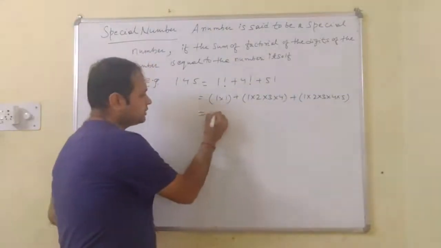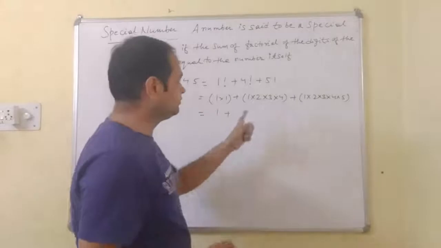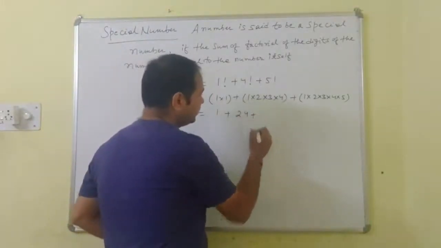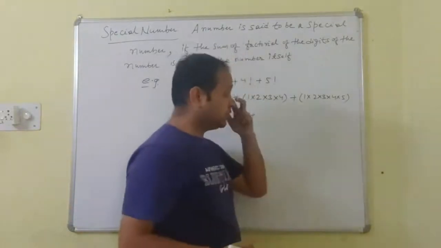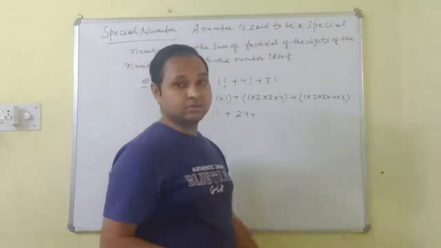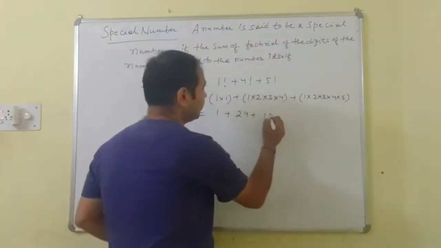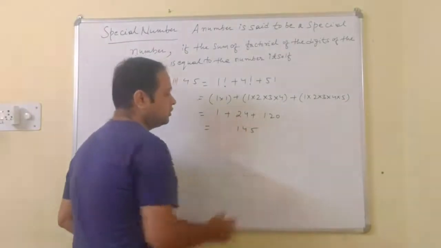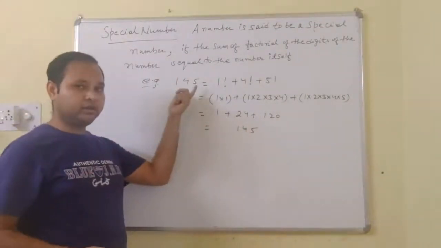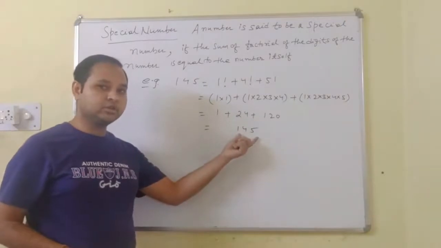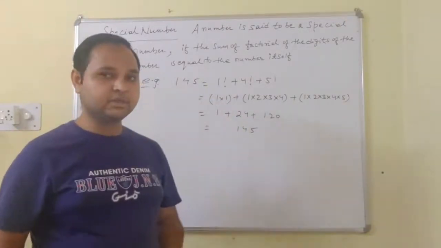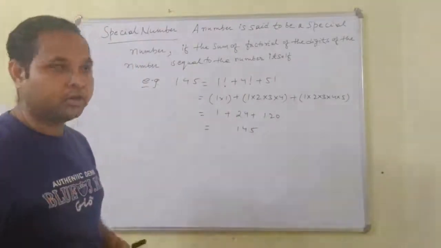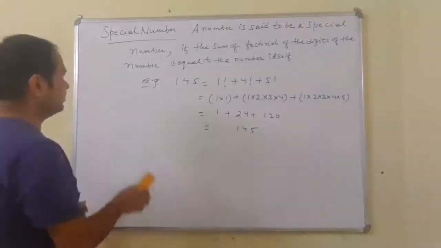Now if I multiply, this gives 1, and this is 4 into 3 is 12, 12 into 2 is 24, so it gives 24. And this is 4 into 5 is 20, 20 into 6 is 120, so it gives 120. If you add it, what will you get? You will get 145. So you can see the number which I took, I got the sum as the same number. So we can say that 145 is a special number. Now I am writing the program for this special number.